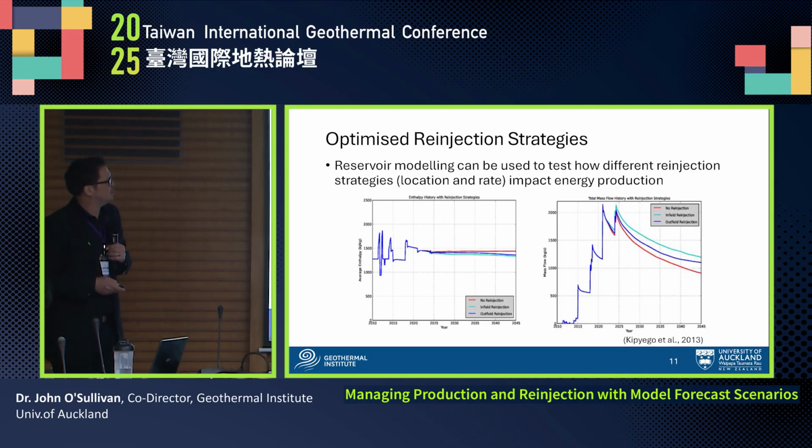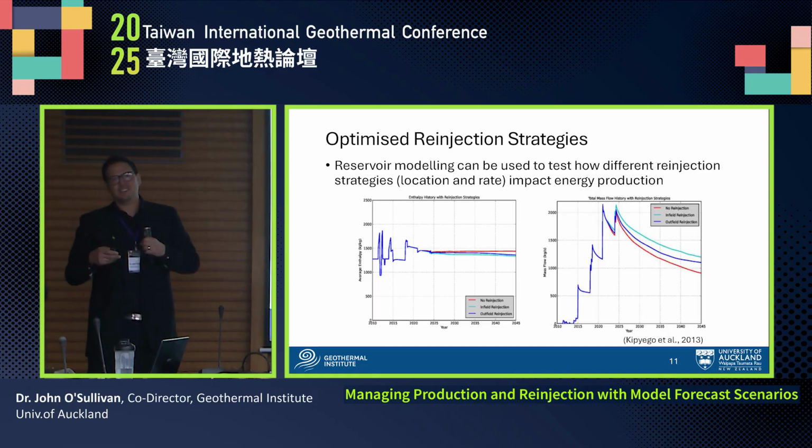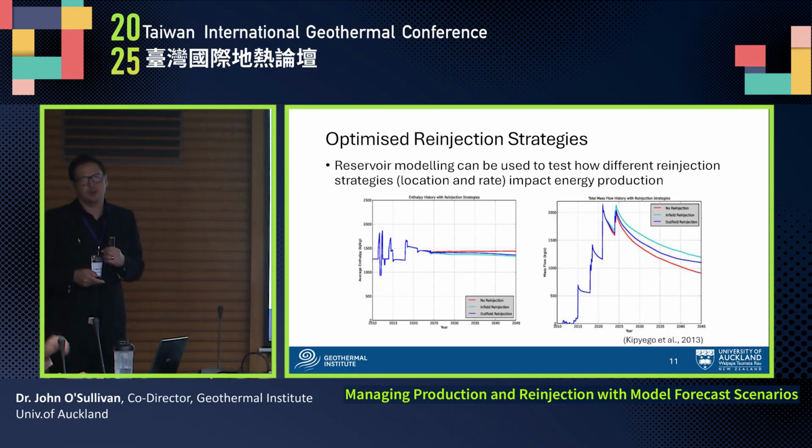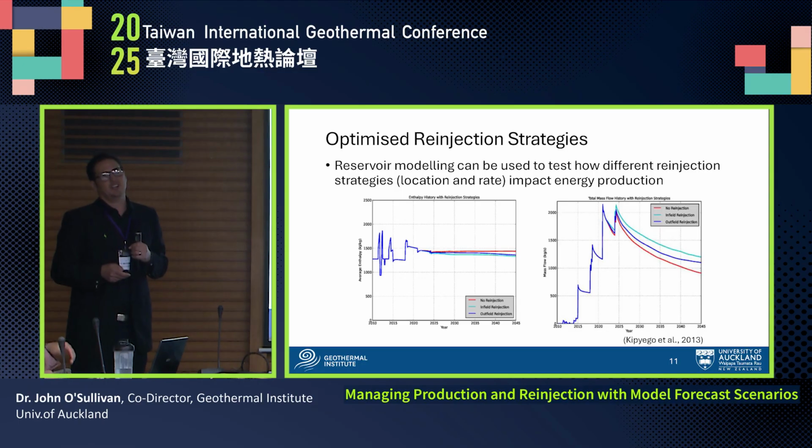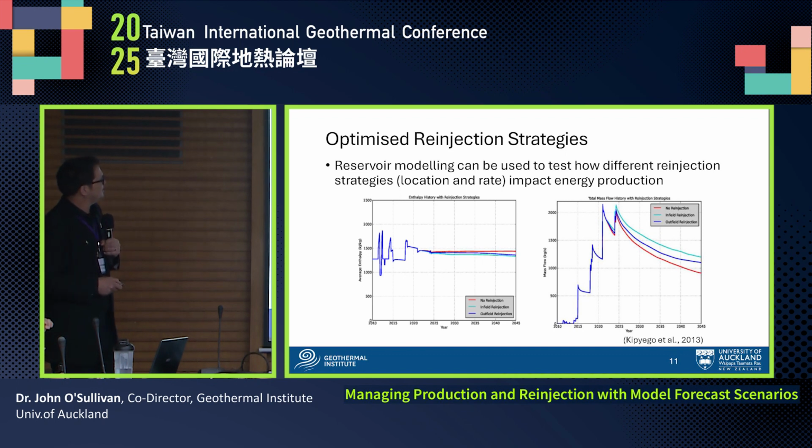Optimizing reinjection strategies is another key and standard use of reservoir models, and it's going to be critical in Taiwan going forward, planning how this is going to work using good reservoir models. And this is just an example. It's not very surprising, but basically with no reinjection, we have the fastest decline in our production because we don't have pressure support, but we have the most stable production enthalpy or temperatures.